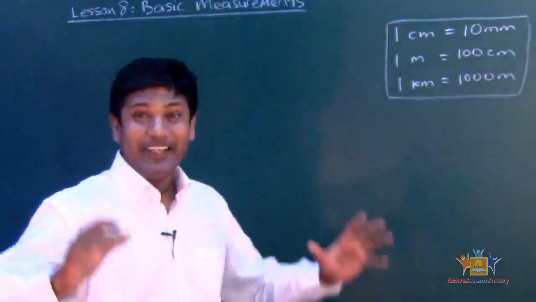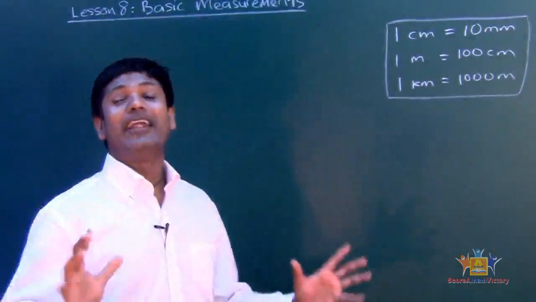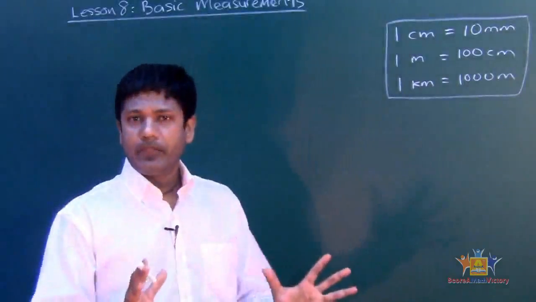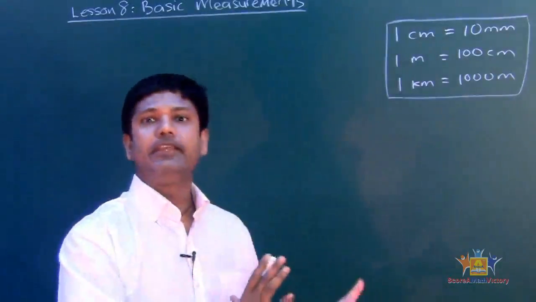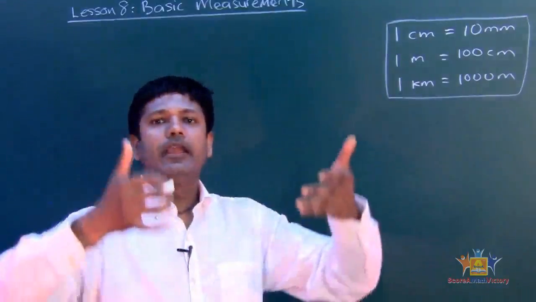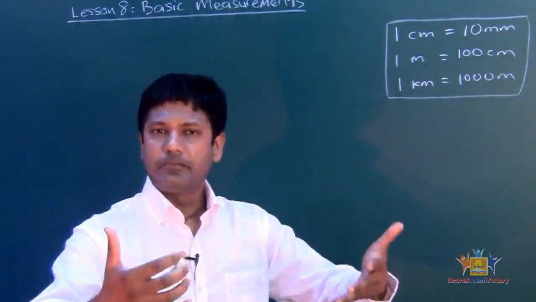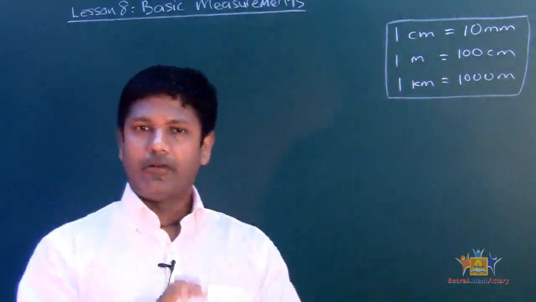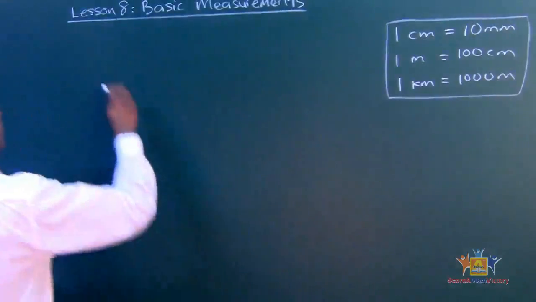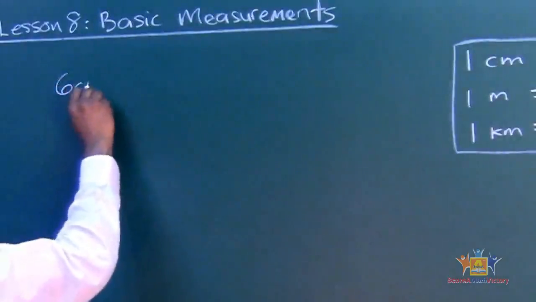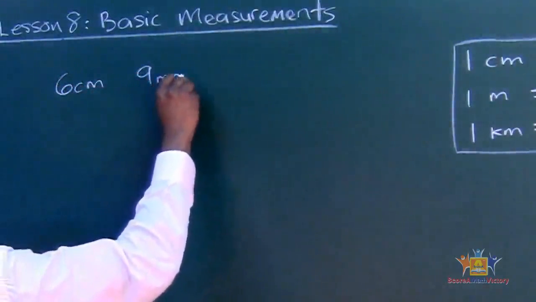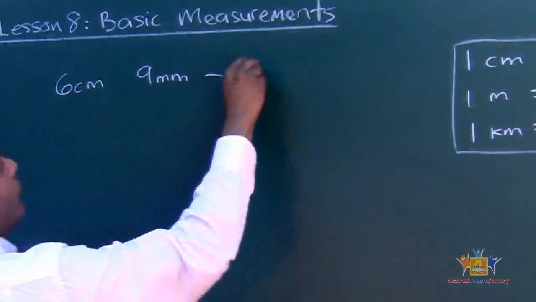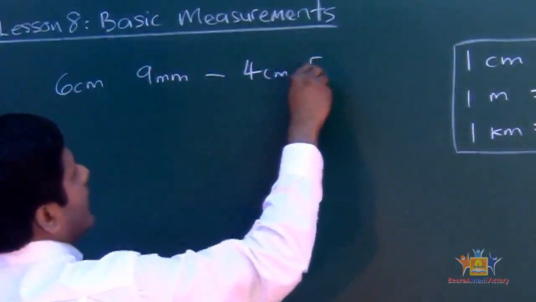Alright, my dear students, now are you ready for subtraction? Alright, it's the same idea, except you're subtracting. Same idea as the addition. You line it up, and in this subtraction operation, you're just subtracting. So let's say for example, if Mr. Mac gives you 6 centimeters and 9 millimeters, and I'm subtracting 4 centimeters and 5 millimeters.